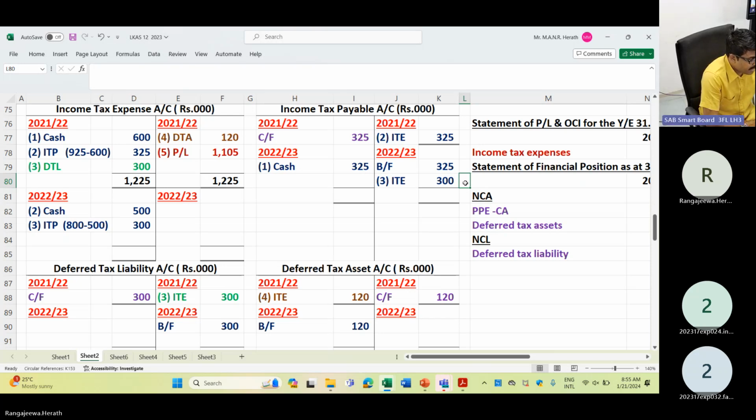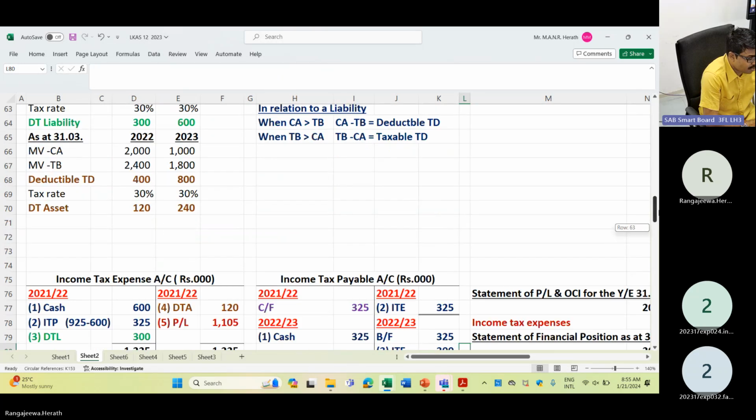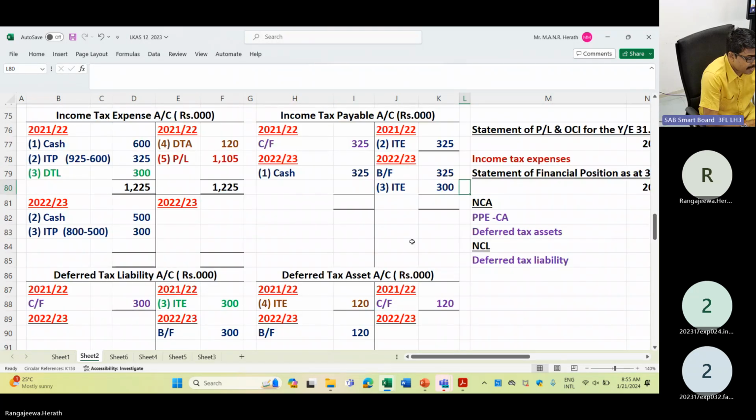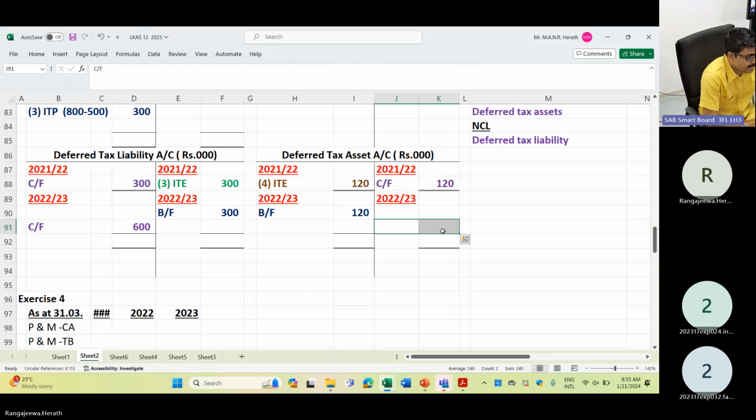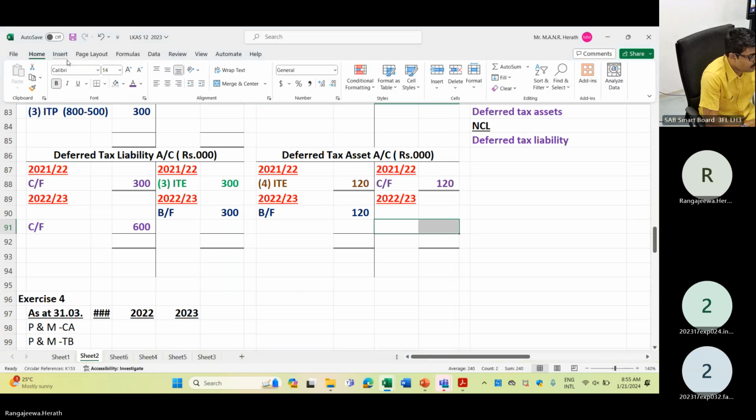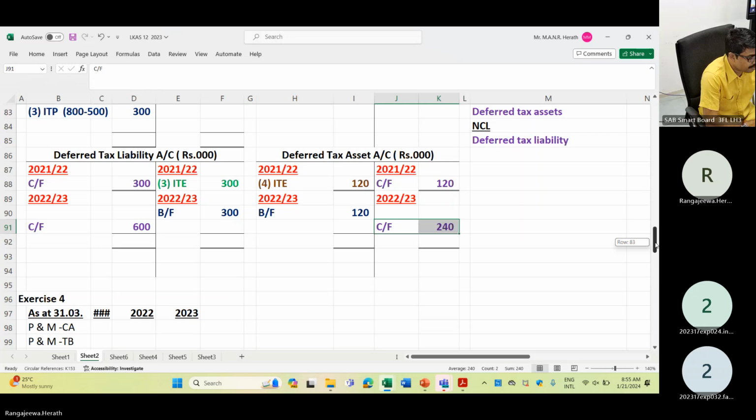Then the deferred tax liability and deferred tax asset at the end of the second year: liability 600, asset 240. That is the carried forward balance. Deferred tax liability carried forward balance is 600. Deferred tax asset carried forward balance is 240. Opening balance of the liability 300, closing becomes 600.